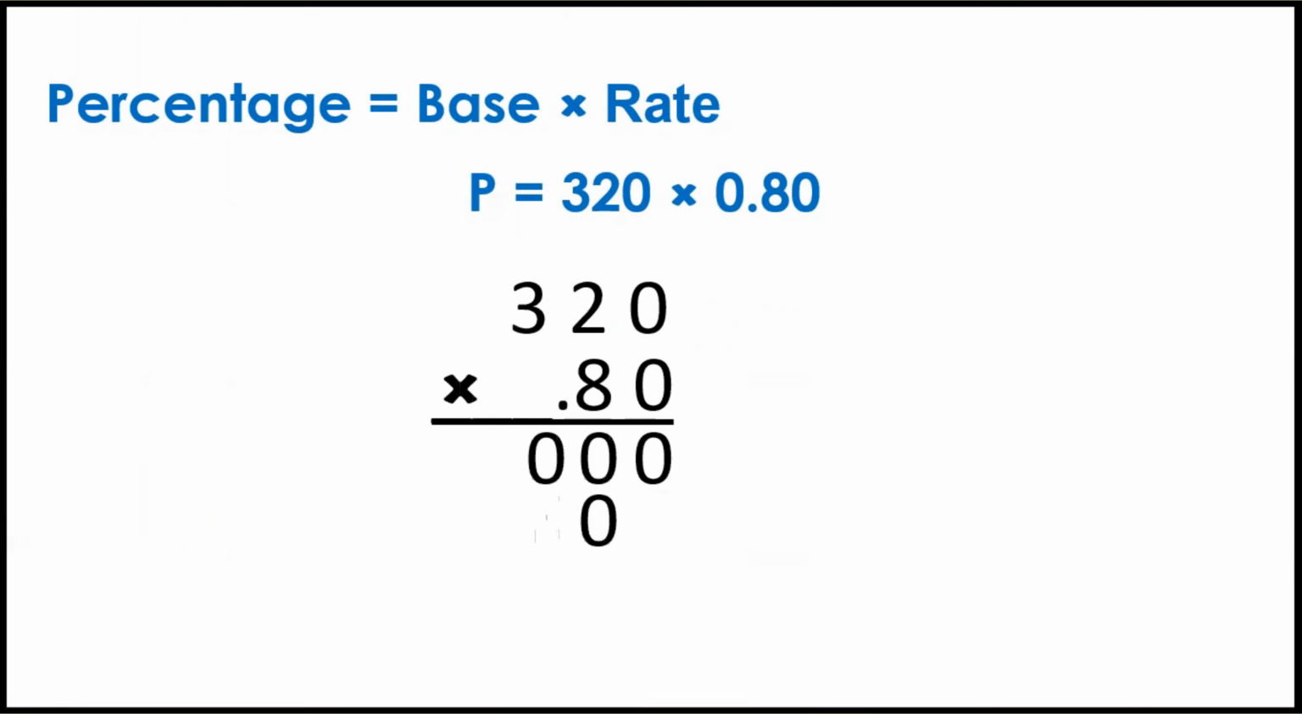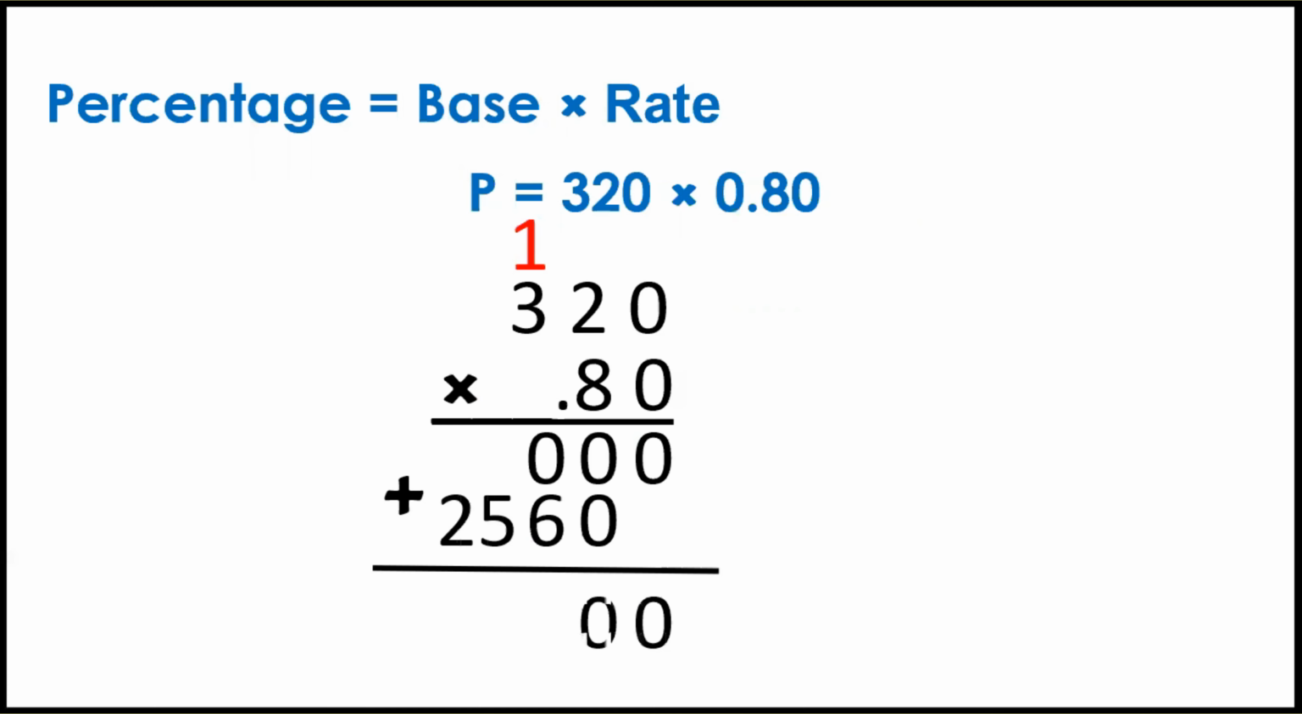equals 0 times 0 is 0, 0 times 2 is 0, 0 times 3 is 0. So second digit tayo. 8 times 0 is 0, 8 times 2 is 16. So regroup natin yung 1. 8 times 3 is 24, plus 1 is 25. Then add.